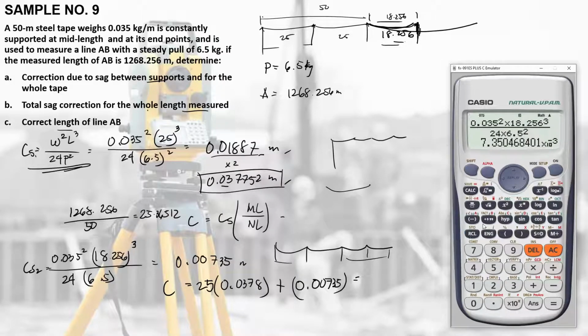So, ito ang i-store ko kay B. So, 2A. Di ba yung 2A natin kanina na A to? So, again, yan ay equal sa 0.0377. So, plus yung ating B. So, A natin, 0.0378. And then, yung B natin is 0.00735. Para sa total correction, 0.045151 meters.